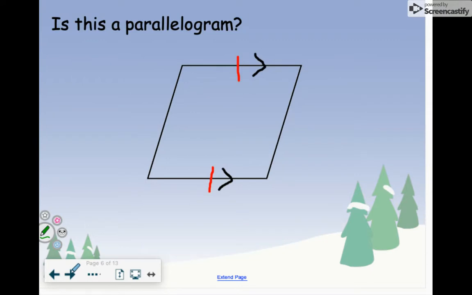It says, is this a parallelogram, right? If we think back to what I just said about that first one, we have that these sides are congruent, right? So that's part of it, but we need at least one other piece. And in this case, we have that they are also parallel to one another. And right, that was one of our properties from yesterday. So is this a parallelogram? Yes, it is.